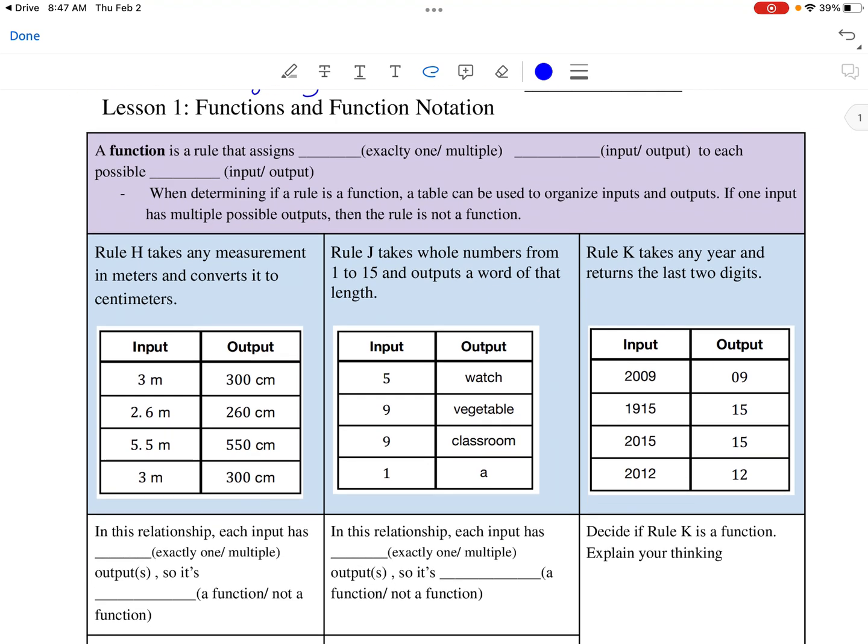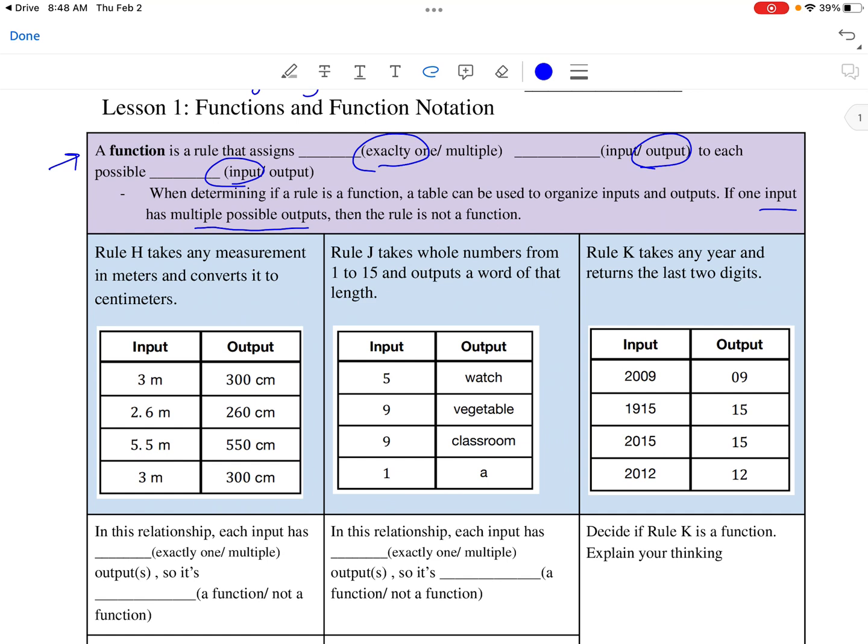Okay, so from that Desmos assignment, you can fill this out now. Pause the video and fill this out. A function is a rule that assigns exactly one output to each possible input. So when determining if a rule is a function, a table can be used to organize inputs and outputs. If one input has multiple possible outputs, then the rule is not a function.